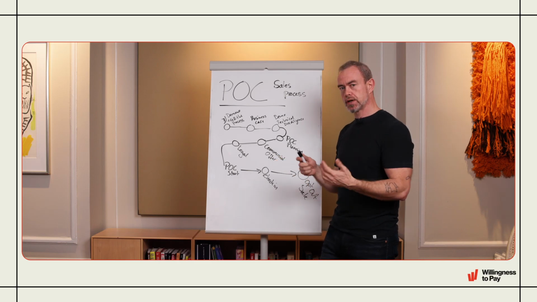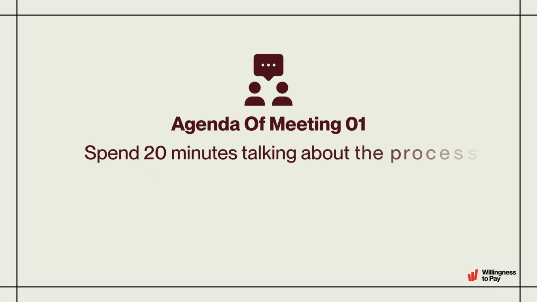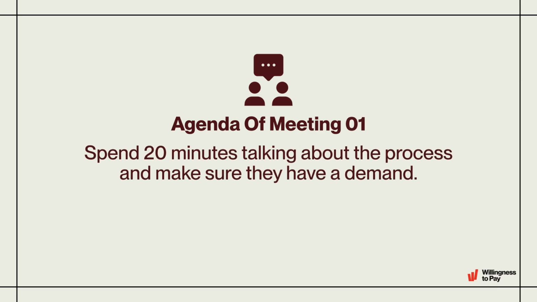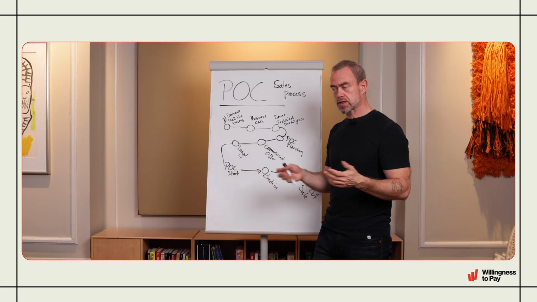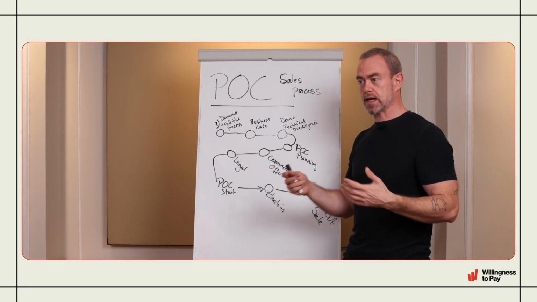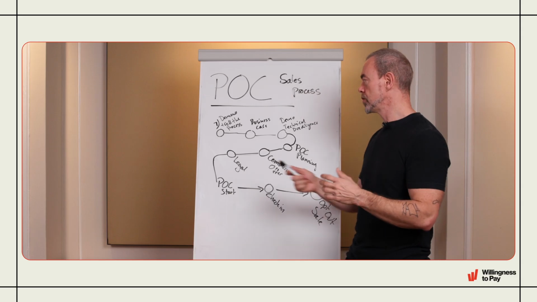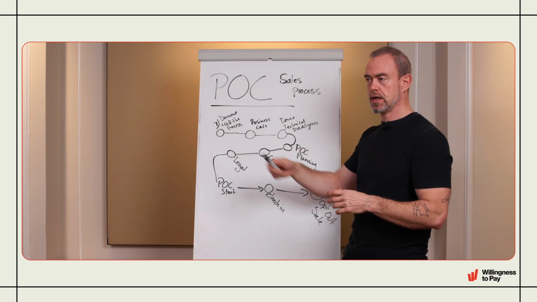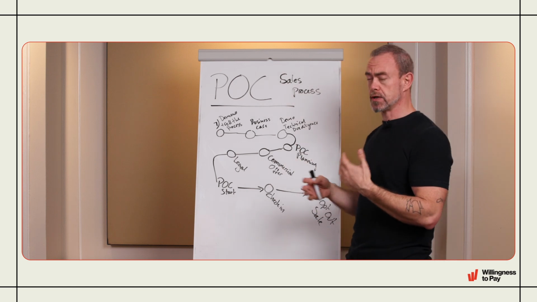Because the first thing you're going to do, meeting number one, is spend 20 minutes talking about the process, making sure that they have demand: this is what the product does, these are the results we've created for other customers. And when they say, oh, that's great, how do you want to do this? How do we proceed? What are the next steps? You sell the process.